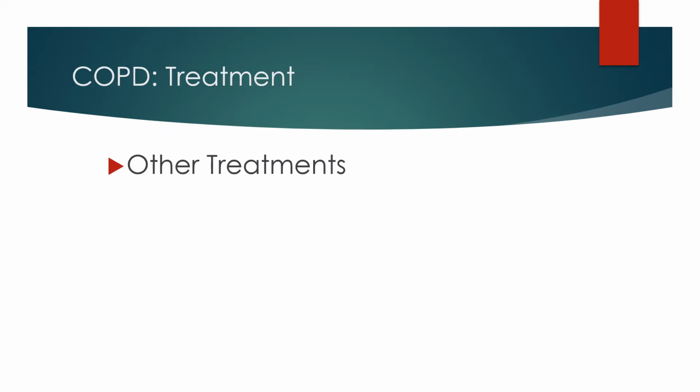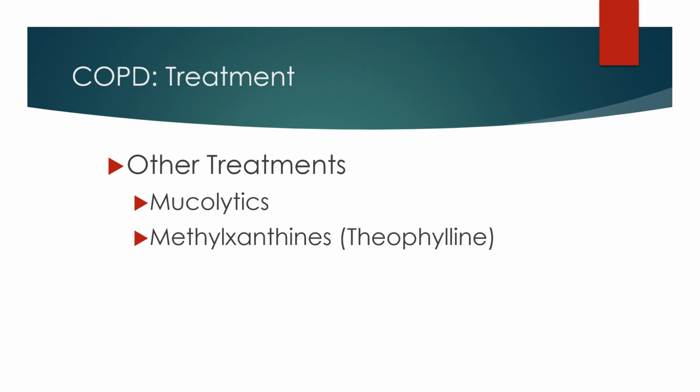Other treatments you may see on your clinicals include mucolytics, such as Mucomyst, which is N-acetylcysteine. Remember, this is also used for Tylenol overdose. There's also guaifenesin or Mucinex, and this can help thin the mucus so they can actually cough it up. Another drug is the methylxanthine theophylline, which is used as a last resort in severe COPD, mainly due to its narrow therapeutic window. This is typically not indicated in exacerbation as it can increase nausea and vomiting, which is the last thing you want in someone who's short of breath.